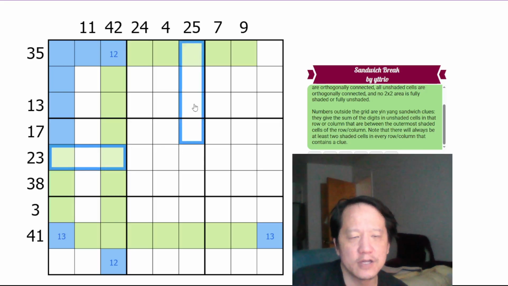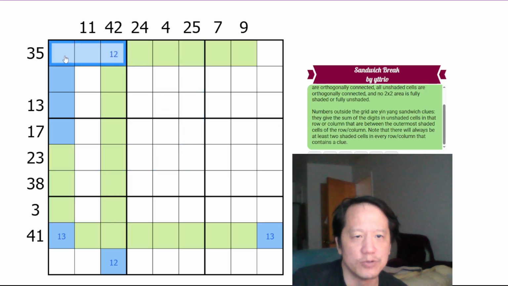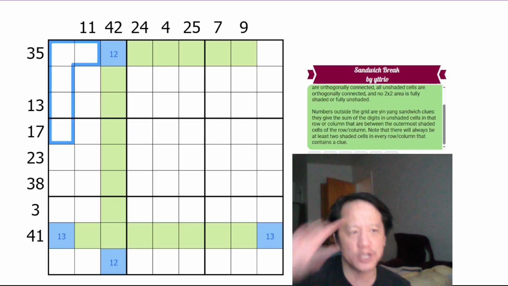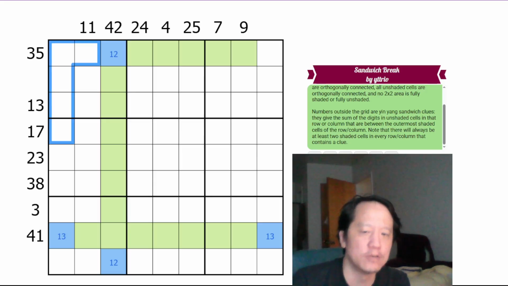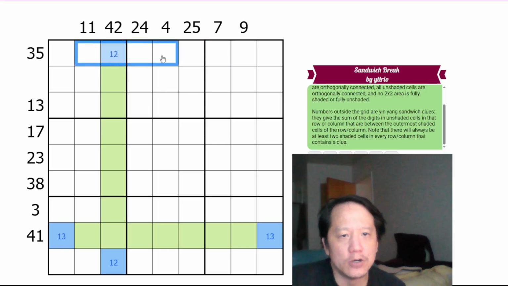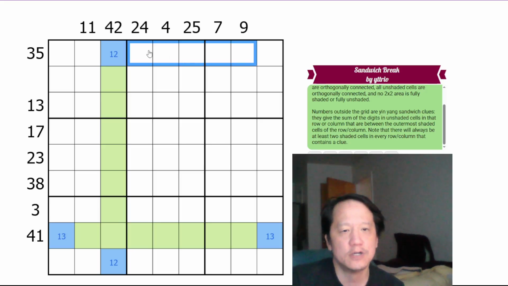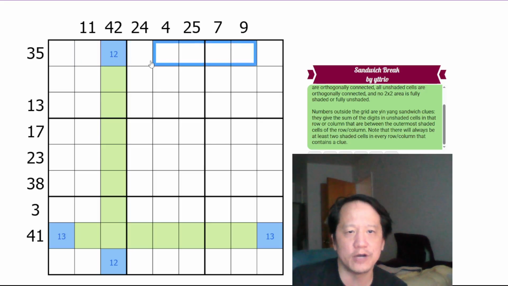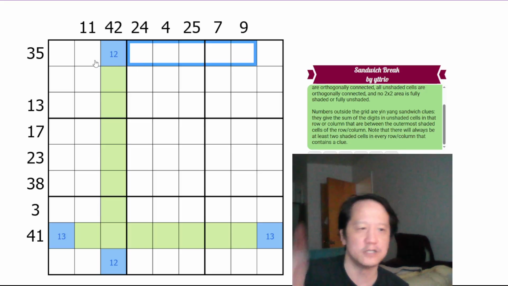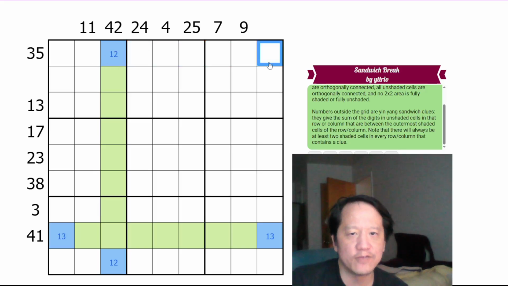How do you orthogonally connect the green region without breaking the blue region into 2 segments? You can't. So that's why you can't have more than 2 changes of shading in a region. Well, we know 35 is a sum of the unshaded cells in the region, so it cannot be sprinkled out throughout here.